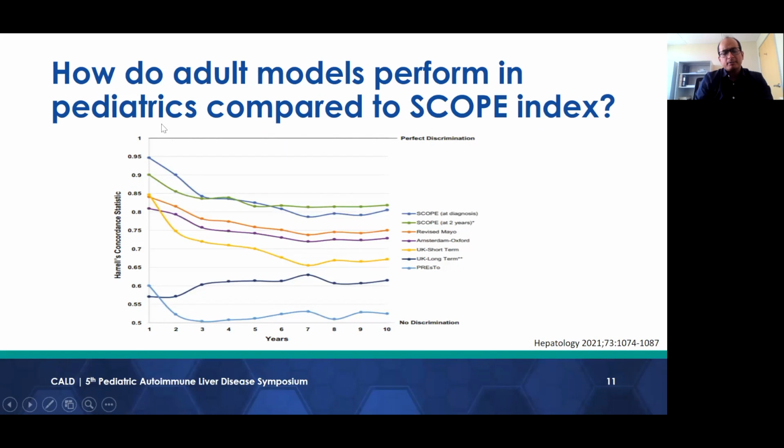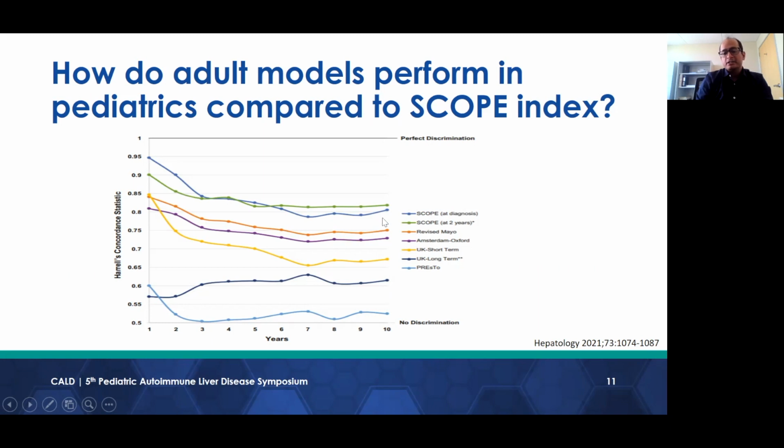Now, Mark Deneau and colleagues in another recent paper did demonstrate that the SCOPE index performed much better in pediatric PSC subjects compared to other adult scores. Shown here is this graphic with the C statistic on the Y-axis, with 0.5 being no discrimination and 1 being perfect discrimination, and on the X-axis you see years post-diagnosis.